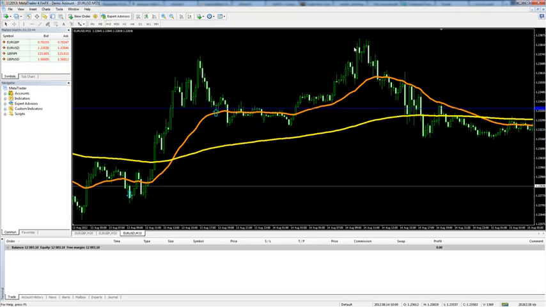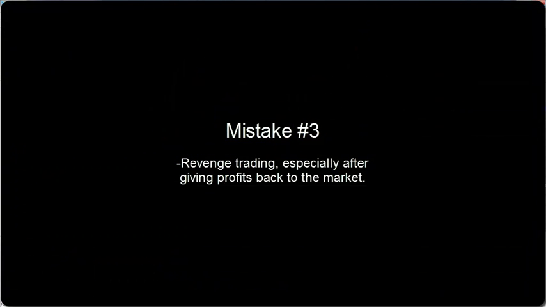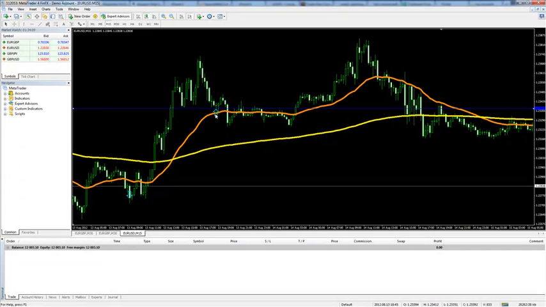Okay, so that's the number 2 mistake I see very often, just not wanting to take a small loss and just move on. Okay, number 3 here, I've got another one, is revenge trading. This happens quite often as well, where after a loss you take reckless trades, try to make the money back, and put yourself in an even worse position. So let's just look at an example of what that could look like.